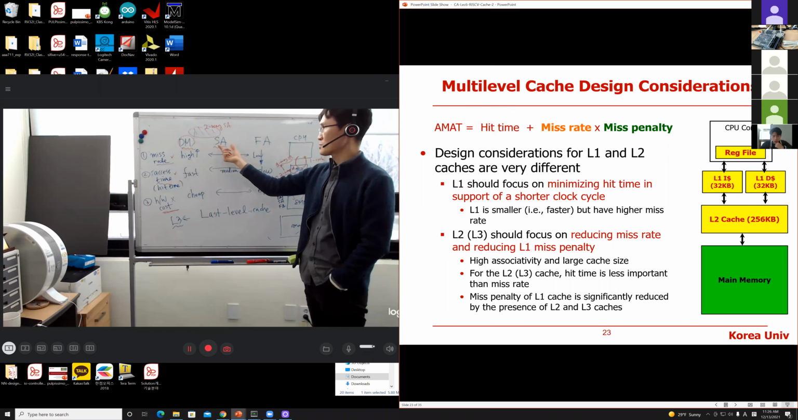And then how about the last level cache? Which one would be important if you are juggling these two, miss rate and access time? Which one would be important for level 3, access time or miss rate?